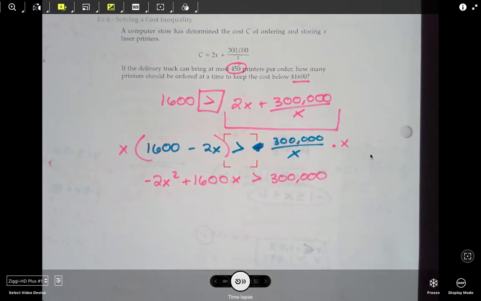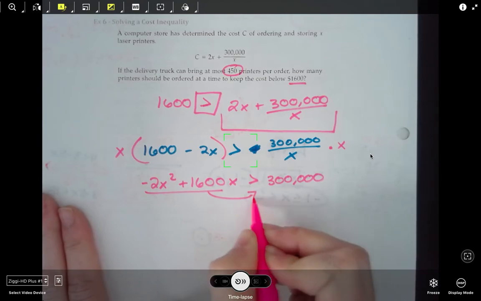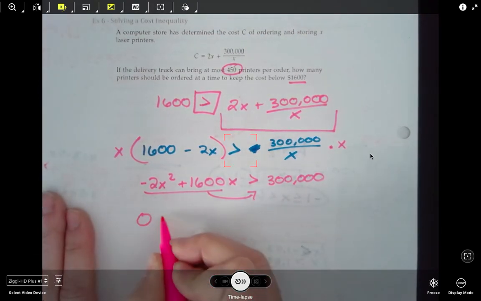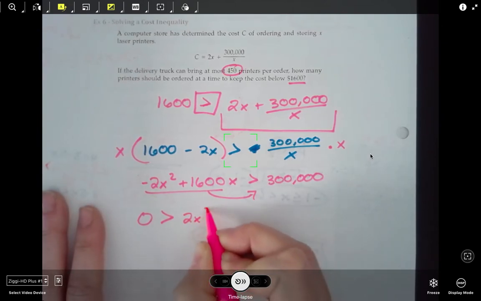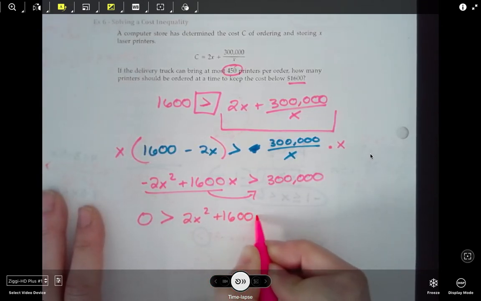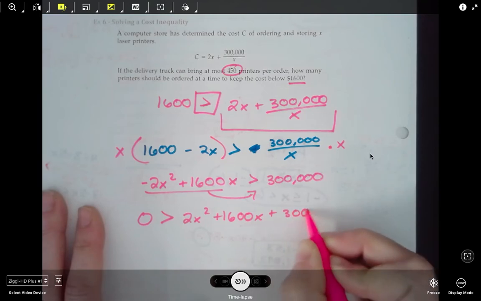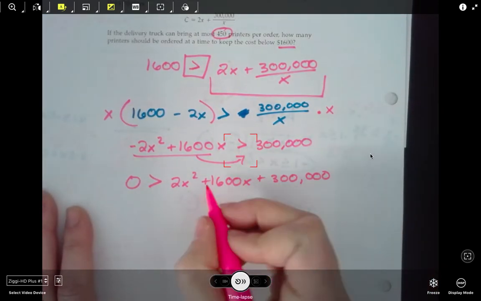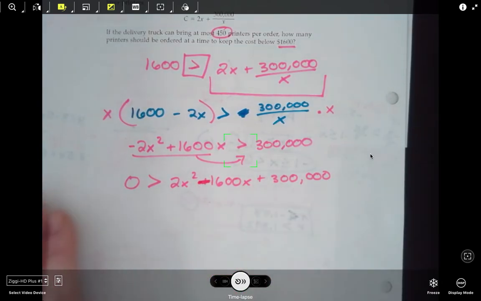Yes? Okay, now let's put these two back onto the other side so that my x squared is positive. So 0 greater than 2x squared minus 1600x plus 300,000. Oh, I'm sorry, minus. Yes, you're right. Thank you. Okay, then what?